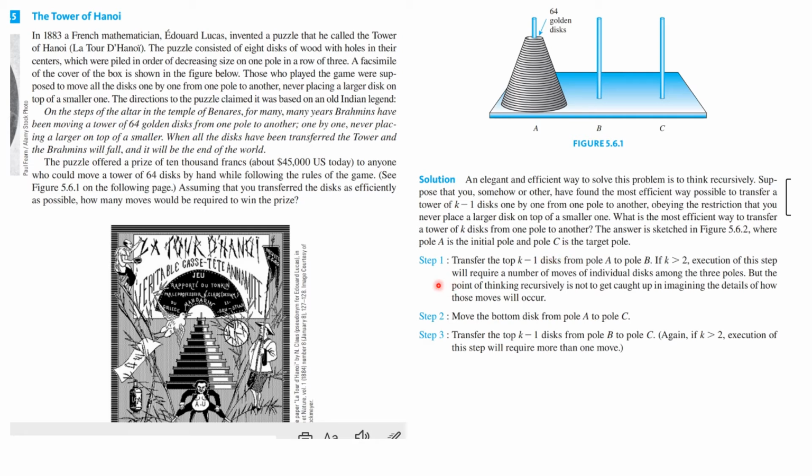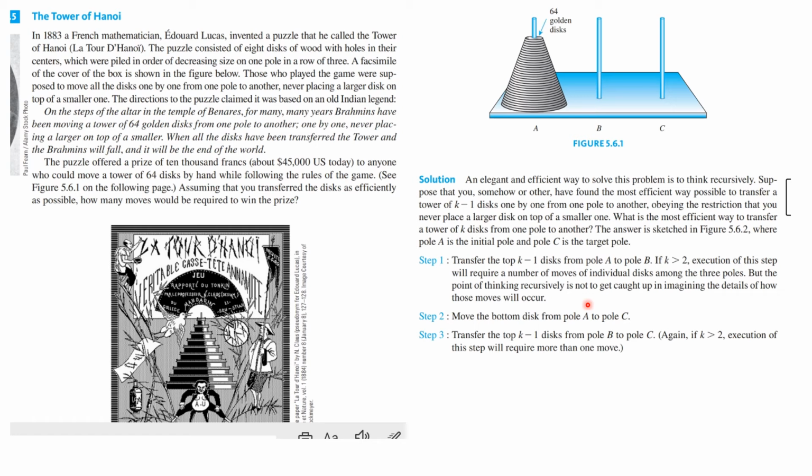Now, here is a way to do it. Transfer the top k-1 discs from pole A to pole B. Not all of them, but the top k-1. And if k is greater than 2, this will require a number of moves of individual discs among the three poles. But the point of thinking recursively is not to get caught up in imagining the details of how these moves will occur.